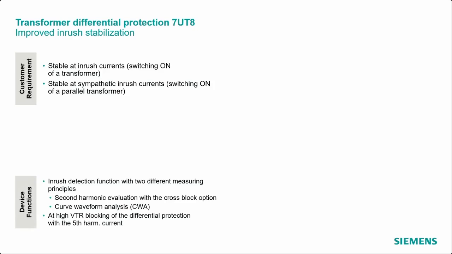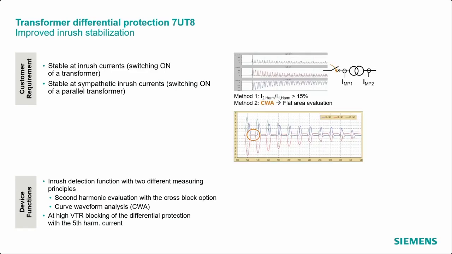Siemens offers two inrush detection functions with two different measuring principles. The first one is the second harmonic evaluation. Second one is the CWA method. CWA is short for current waveform analysis, and as its name already explains, the CWA method analyzes the current waveform, detecting flat areas. On the right side of the slide, you see a typical current waveform during an inrush. Marked with a red circle is one of those flat areas what I'm talking about.